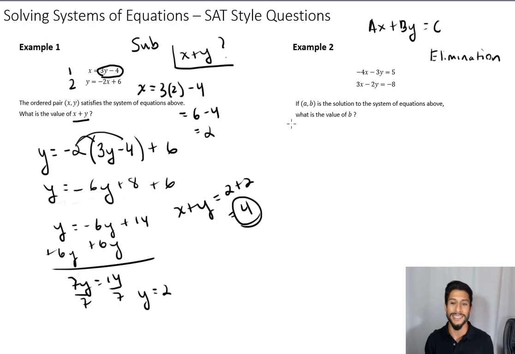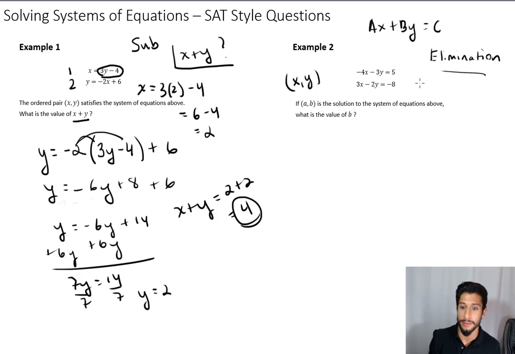Money. Example 2, right? Remember, we're going to do elimination because x and y are on the same side for both equations. Step 2, read the problem, figure out what they want. If a comma b is the solution to the systems of equations above, what is the value of b? So remembering that when they say a comma b, that's just x comma y. When they want b, all they're looking for is y. This is especially important to establish when you're solving a system using elimination, because it tells you which one to eliminate. If they want y, you should eliminate x.